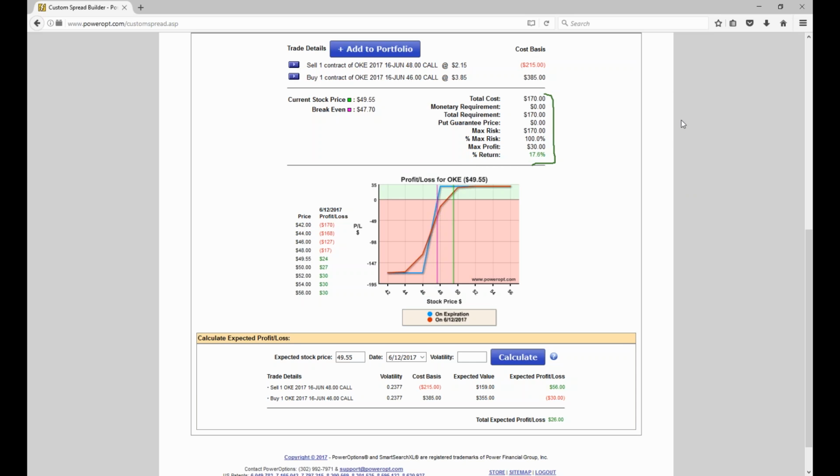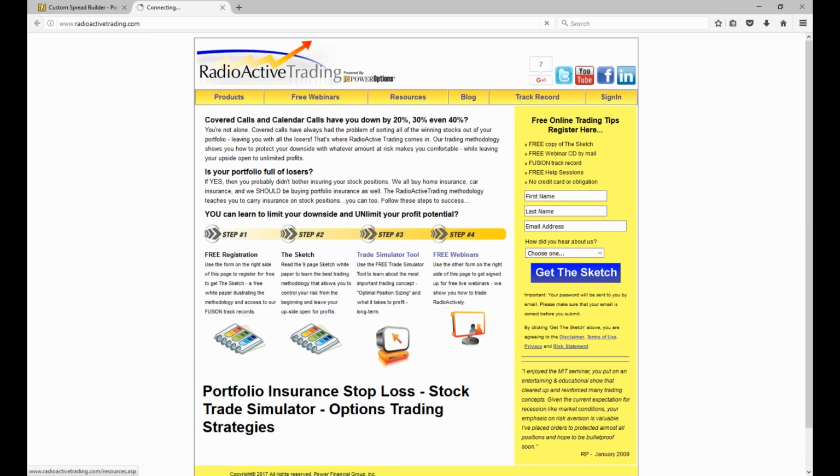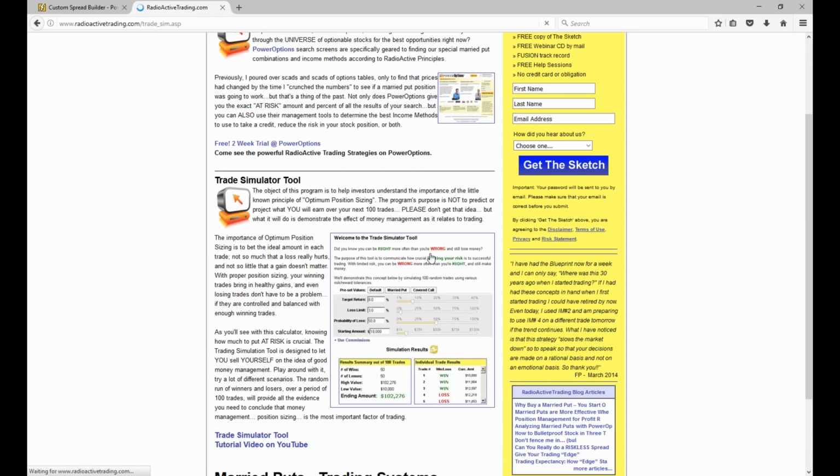Real quick, I'm going to take these numbers. I'm going to do something very quickly. And if you have any last-minute questions, send them in because it is 5:45 p.m. Eastern Time. I'm going to go to radioactive trading, to the resources tab. We're going to go to the trade simulator, which I always like to bring up. Let's take our numbers, okay?